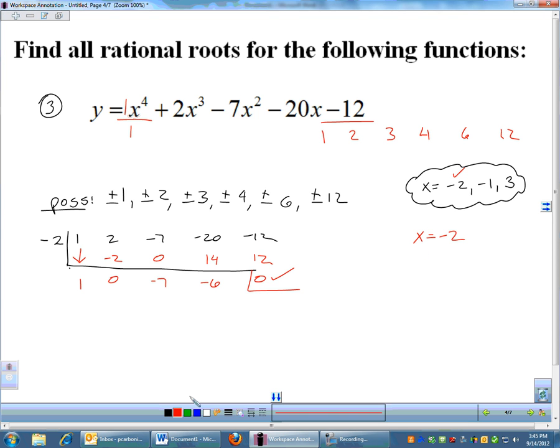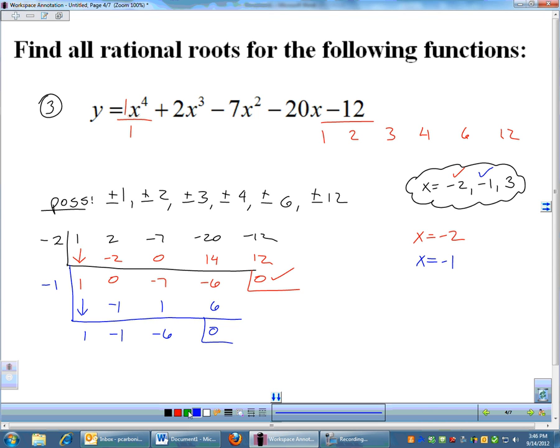That one did work. Now when I try -1, instead of doing -1 into my original polynomial, you can actually do synthetic division into what is remaining after I took the -2 through, since -2 did end up with a 0 remainder. So I will do -1 into this one. I'll bring down my 1. -1 times 1 is -1. 0 minus 1. -1 times -1 is 1. -7 plus 1 is -6. -1 times -6 is 6. And again, I get a remainder of 0. So that means x equals -1 is a root. That one checked out also.